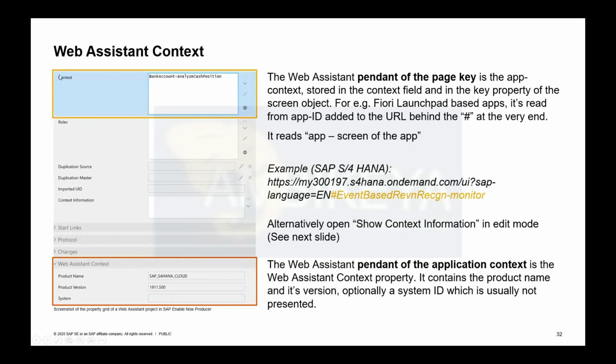Yeah, so there is that overloaded context parameter on container level. It's basically the equivalent of a page key in the Web Assistant world, and it reads app-screen bank account-analyze cache position. That's a proper key. In S/4HANA, either cloud or on-premise, it's obvious where it comes from because that string is part of the URL. We're going to see that in a second.